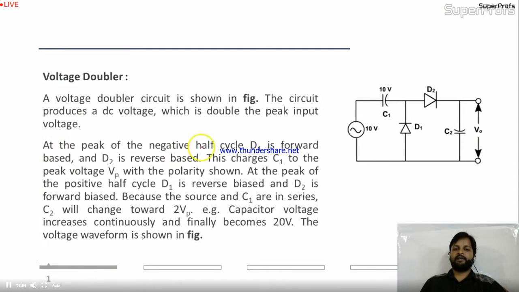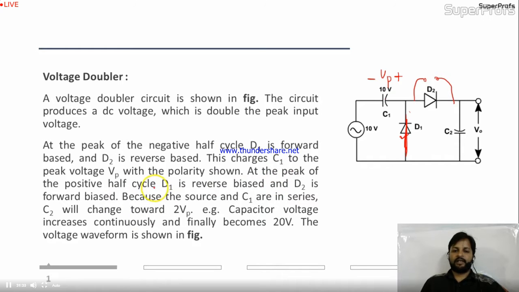At the peak of the negative half cycle, D1 is forward bias. D1 will be forward bias, and D2 will be reverse bias. This is the condition in the negative half cycle. This charges C1 to the peak value. Okay, fine. Negative will be this side and positive will be that side. Okay, I'm okay with this.